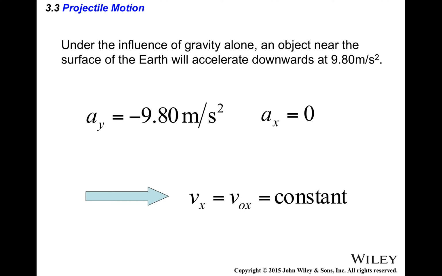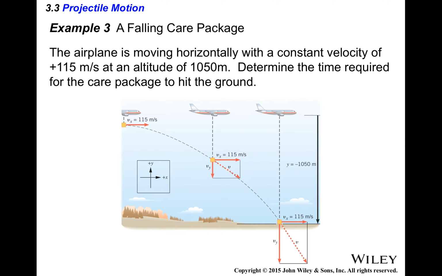But for right now, when we're talking about projectile motion, the only force is the gravitational force. So the only acceleration once the ball leaves the bat, the golf ball leaves the club, the soccer ball leaves the foot, is negative 9.8 meters per second squared. Now, an airplane is moving horizontally.